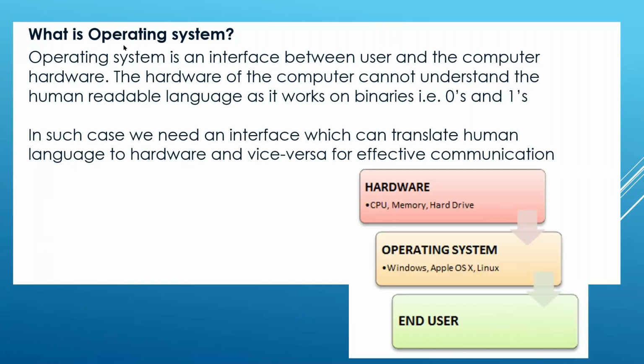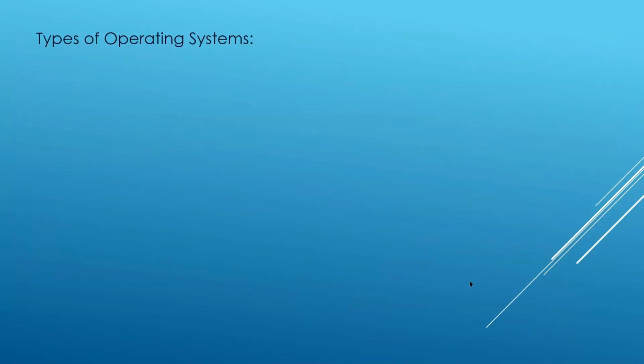Now see here, this is hardware, this is the end user. So between this end user and hardware, we require one operating system. It can be any operating system, Linux or Windows or Mac OS, whatever. So, types of operating systems. What are the types available?